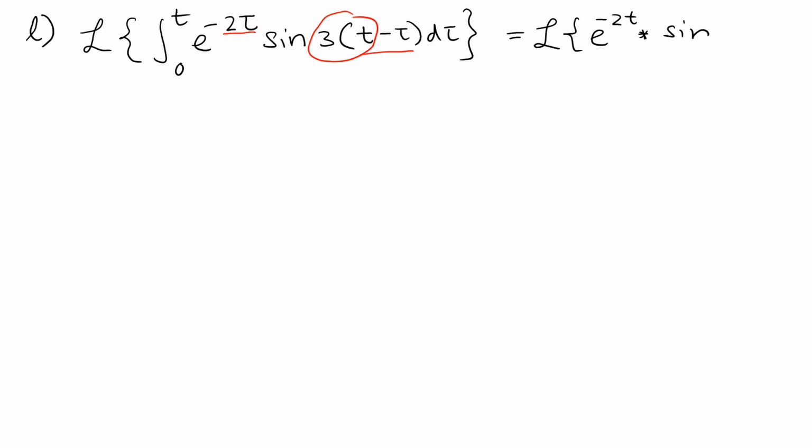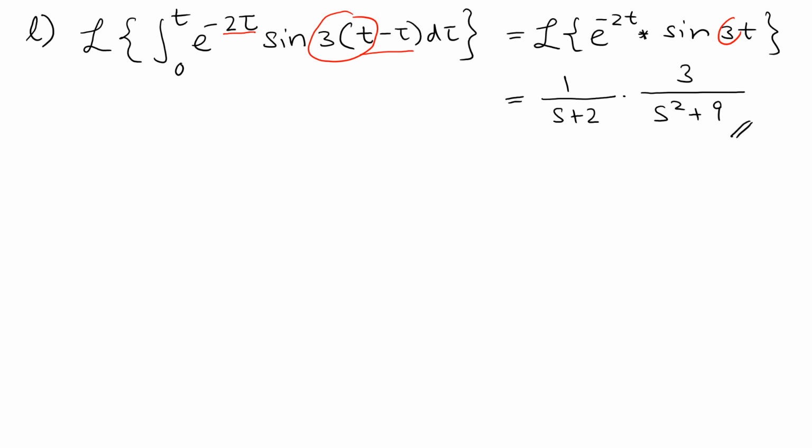Now we can directly use the convolution theorem. It's just the product of the transforms. The first one is simply going to give you 1 over s plus 2. The second one is a sine. For sine, we know it is s squared plus the square of the constant term, so that's s squared plus 9, and the same constant, 3, goes to the top. So that's the answer for that one.